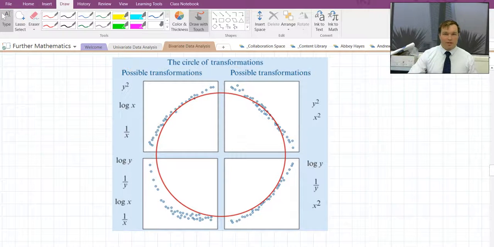Alright, so examples on how to use this are in the next video. That's some of the logic of transforming the data. We take curved data, make it straight, then use the straight line equation but in a modified form to make our predictions.